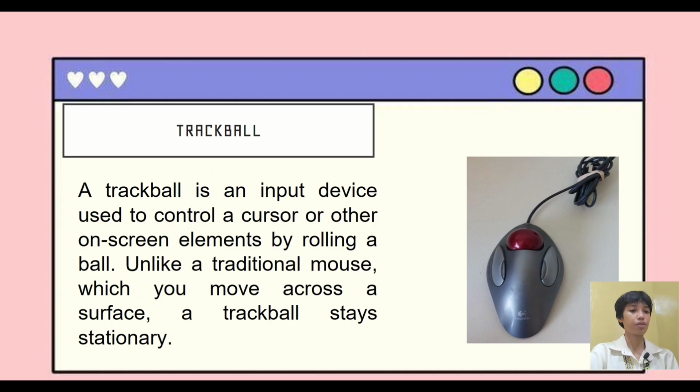And we also have the trackball. It is an input device used to control a cursor or other on-screen elements by rolling a ball. Unlike a traditional mouse, which you move across a surface, this is actually stationary. So here we can click right and left, and this is the one that we use in rolling the ball.